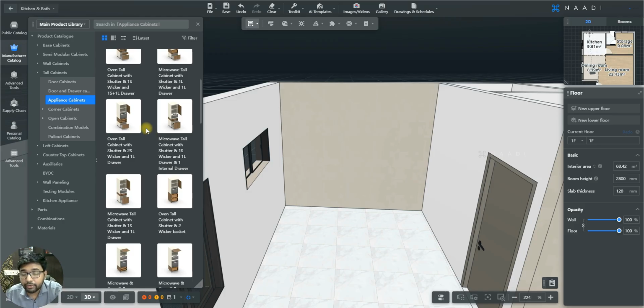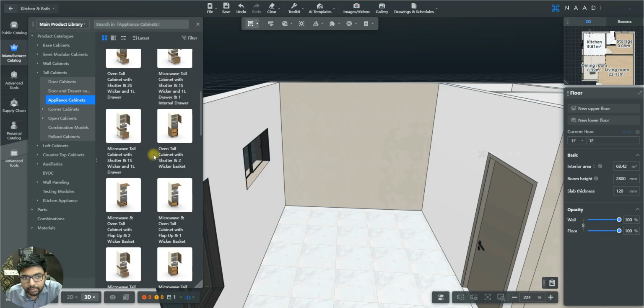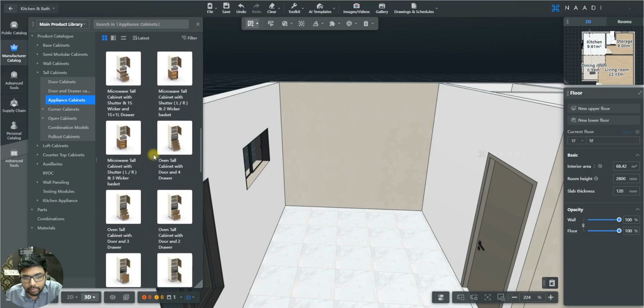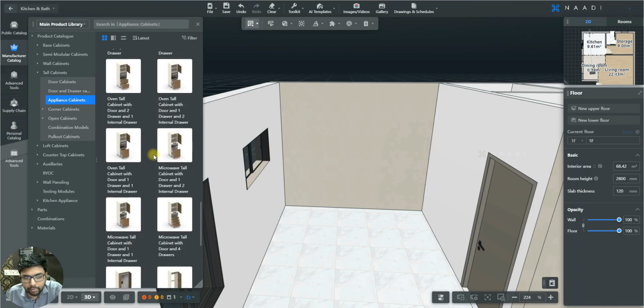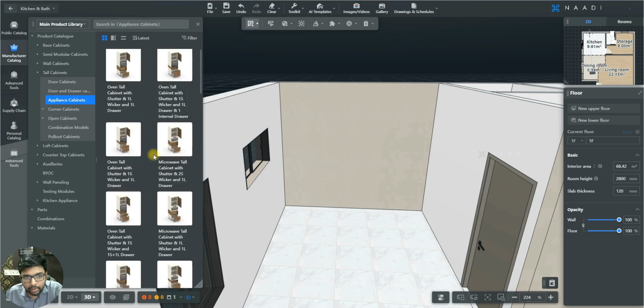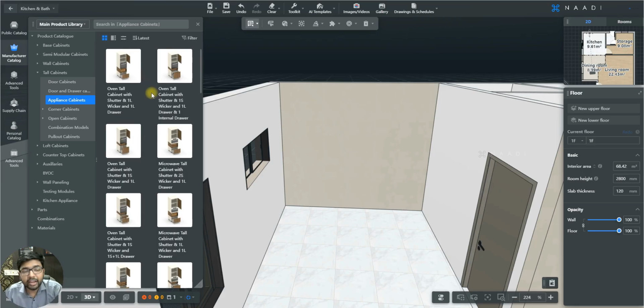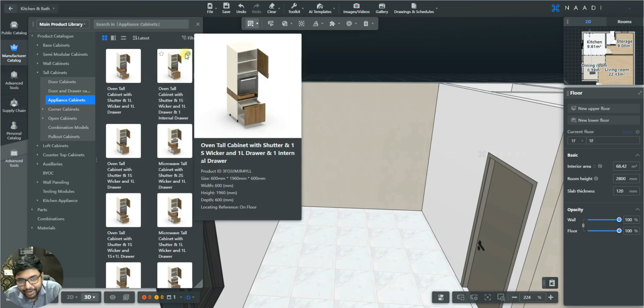So let's just say that if you want a door on top, oven at the center with one less wicker and one drawer, that will also be present. And can you see here? This is what that cabinet is. It has a door on top, oven at the center with one less wicker and a drawer.